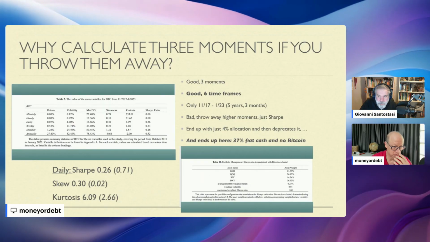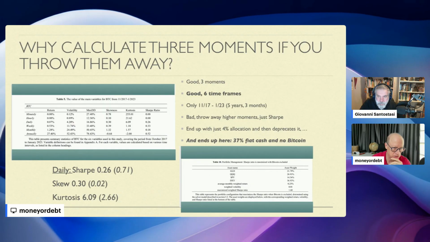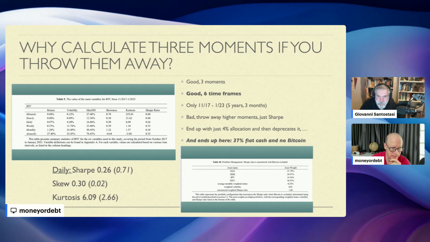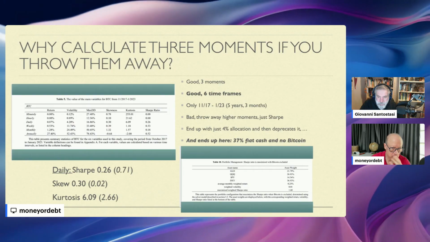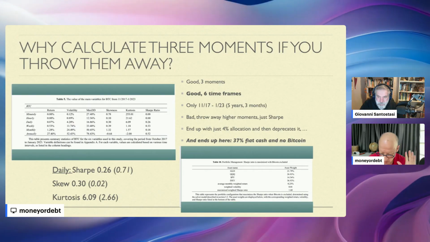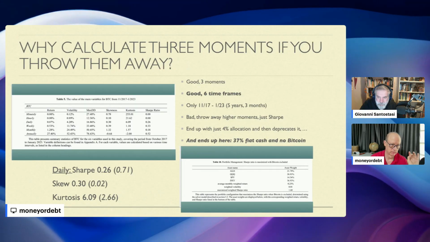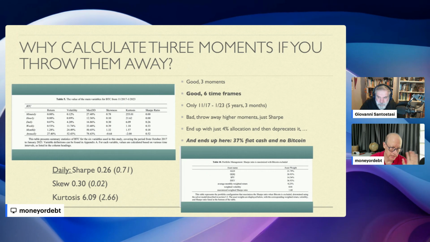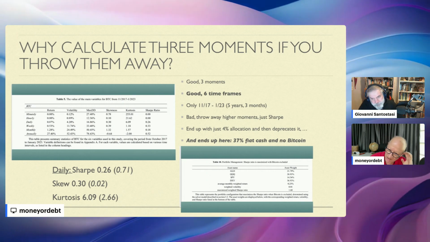And so their final result is 37% in fiat cash and no Bitcoin, as shown in this table in the lower right. And that gets them a monthly weighted return of 0.25%. Now, right now on the power law trend, Bitcoin has a monthly weighted return of 3%. So, it shows you that something is wrong. Yeah, they're driving with the blinders on.